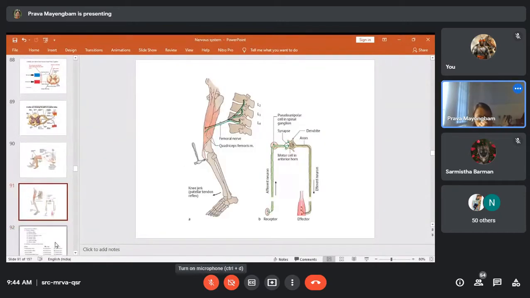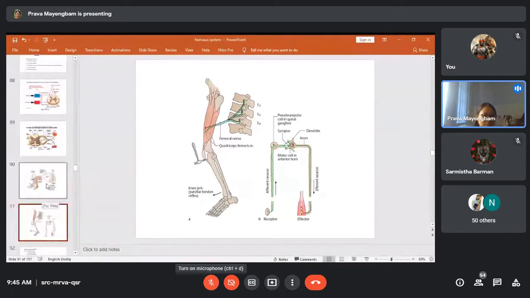Same like that. When the receptor is stimulated at the prick, suppose, or at the hit of the hammer, then the signal will go through the dorsal horn and the motor activity will come through the ventral horn to lift up this leg. Okay. Do you understand what is a reflex arc?